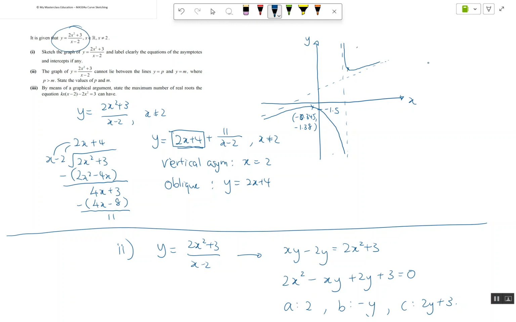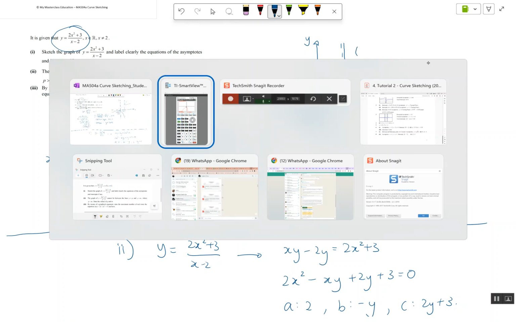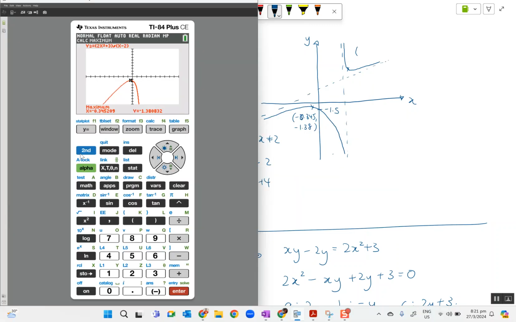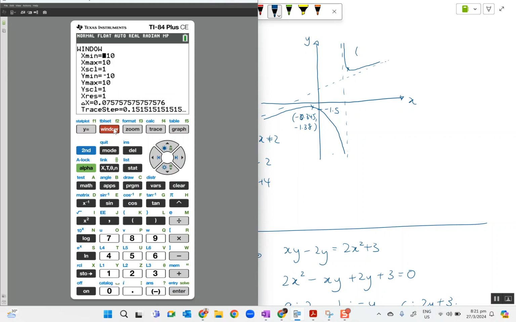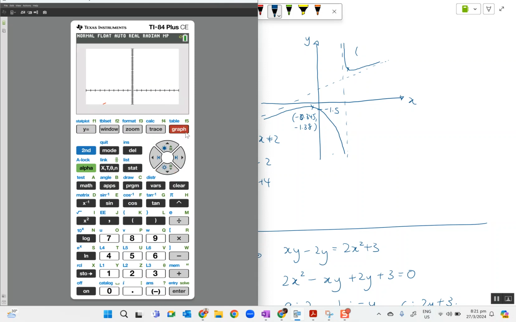Now, for the minimum point over here, again, I'm going to use second function, calculate. I can't see the graph right now. You can press window. I know that I need to look higher up, so I have to change my y maximum to maybe 30. And then I press graph. I am able to see the other graph down here. This is in fact nicer for you to draw.